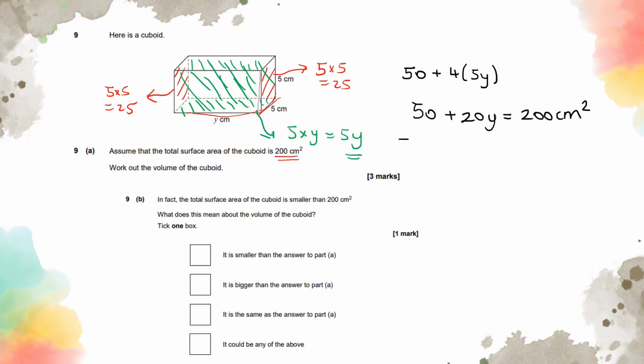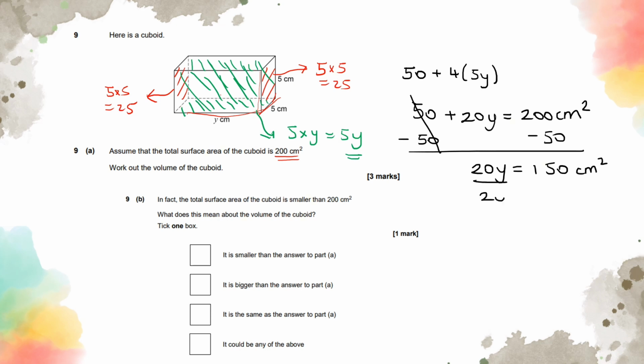So this is now solving an equation to find out what y is going to be. If I take 50 away from both sides, just as we would do for solving any equation, 50 and 50 will cancel out. You will have 20y is equal to 150 centimeters squared, divided by 20 to both sides. Y is going to be 150 over 20, 0 is gone, half of 15, 7.5. Okay, so y is 7.5 centimeters. I'm going to write down 7.5.